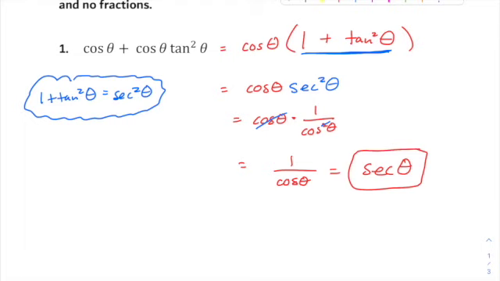And there we go. Got it down to a single trig function, single term, no fractions. Beautiful. So satisfying when that happens, right? Come on, don't lie.